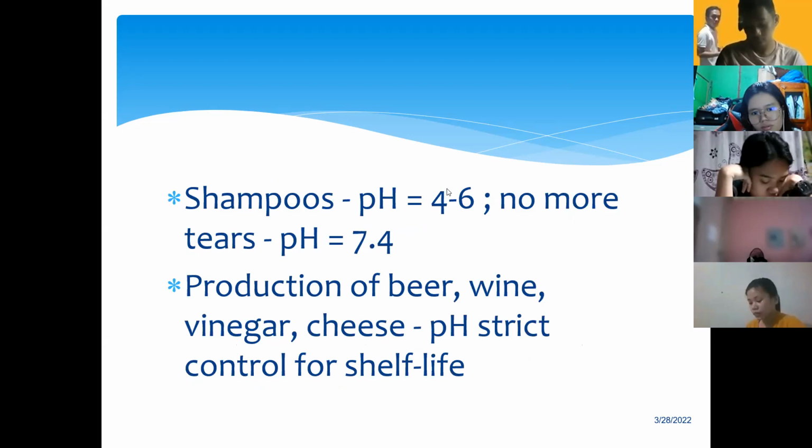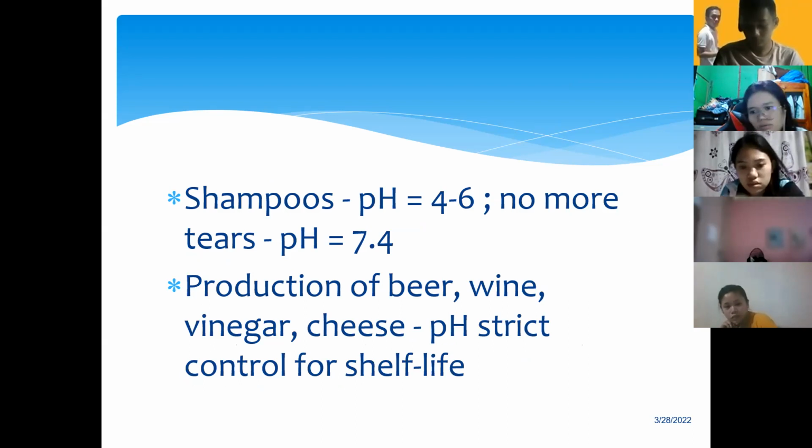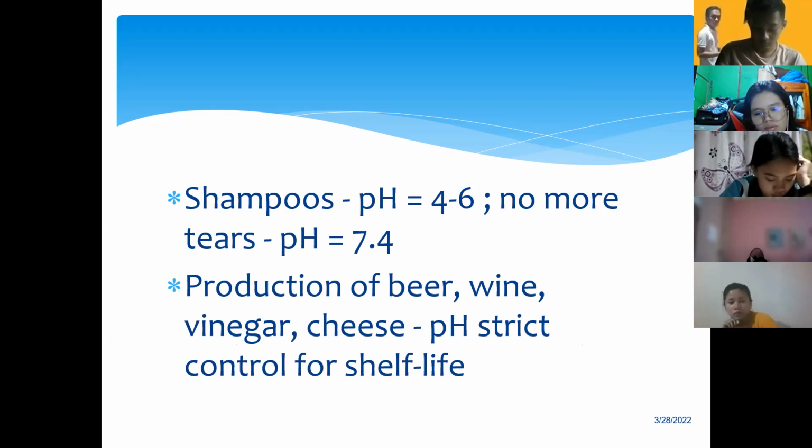Now, aside from that, the commercial products in the market, the shampoos that we use, have a pH between 4 to 6. But what is the importance here? You can see the baby shampoos. For baby shampoos, there is a label that says no tear formula. Okay, it is no tear because the pH is adjusted. The pH of that is 7.4, and that is similar to the pH of the human fluid, the human blood, and the human eyes.